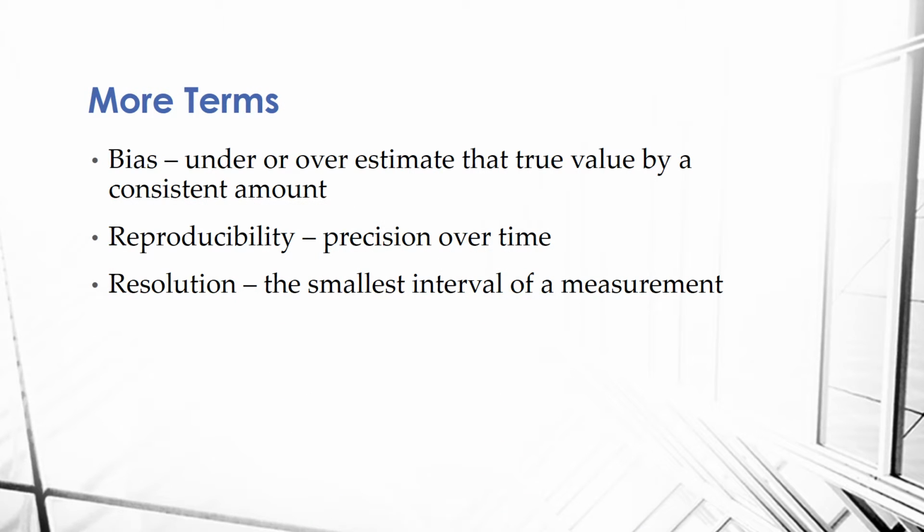Some more terms that you want to know is bias, which is an under or overestimate of a true value by a consistent amount. We have reproducibility, and that's just considered your precision over time. And resolution is breaking it down to the smallest interval of a measurement that you can have.